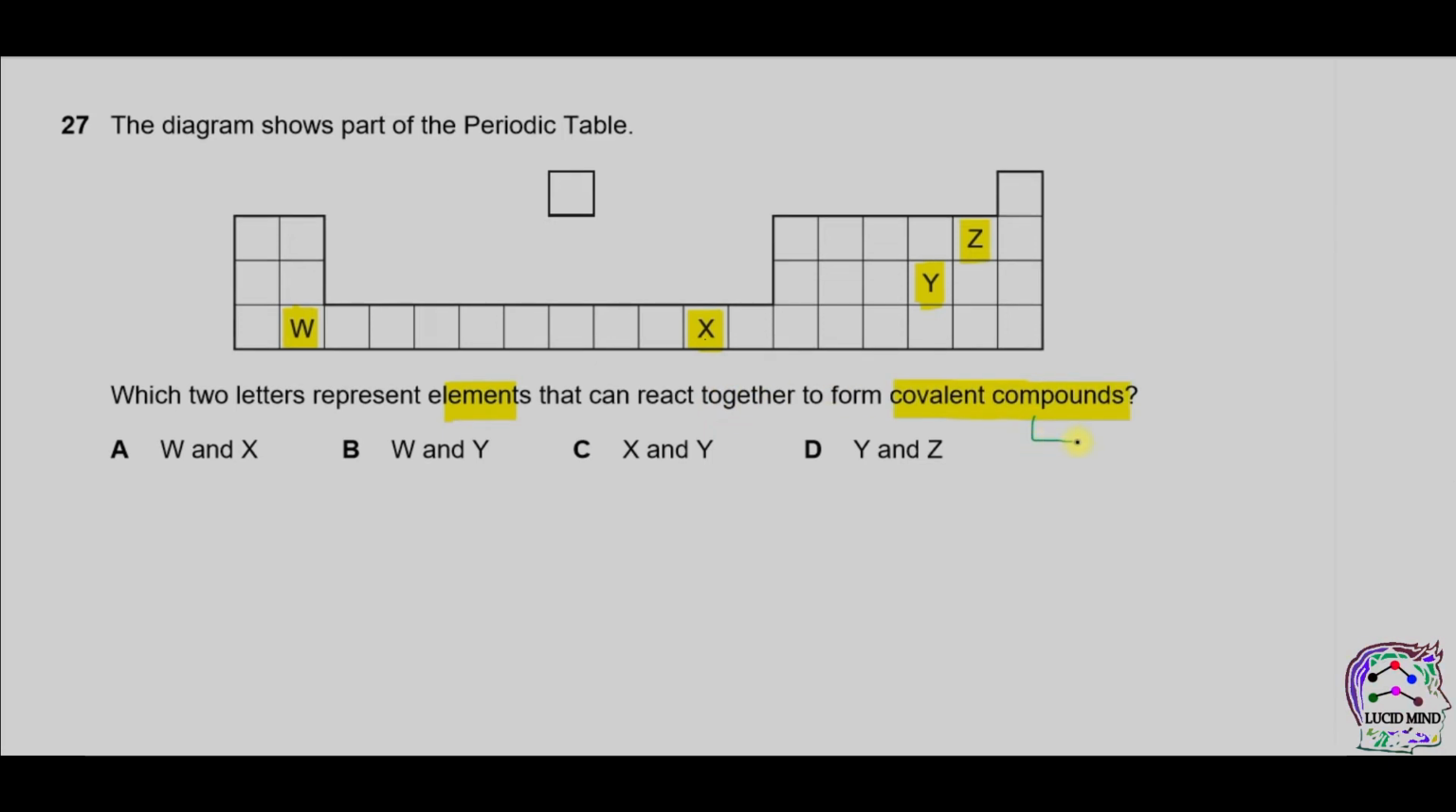Now we know that covalent compounds can be formed between non-metal elements by sharing of electrons. Now W is in group 2 of the periodic table and group 2 is metal, so W cannot make a covalent bond. X is part of the transition metals. Again, X does not form covalent compounds. Y and Z: Y is in group 6 of the periodic table. Z is in group 7 of the periodic table. Group 6 and group 7 both can comprise non-metal elements. So therefore Y and Z can react together to form covalent compounds. Correct answer is therefore D.